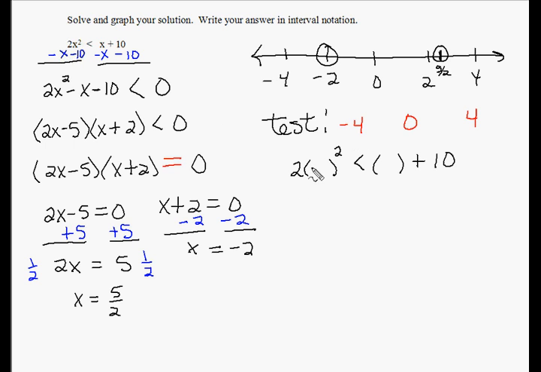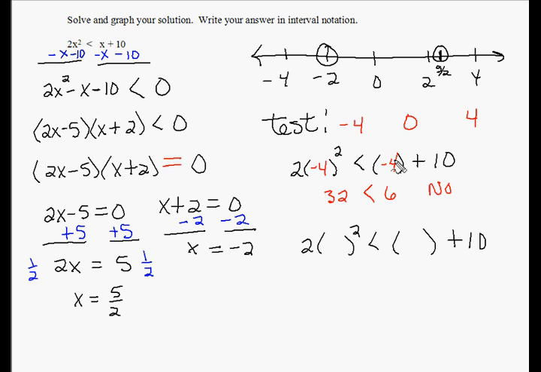So the first number I'll test is negative 4 in the original inequality. Negative 4 squared is 16, positive. 16 times 2 is 32. Is supposed to be less than negative 4 plus 10 is 6. And positive 32 is not less than 6.